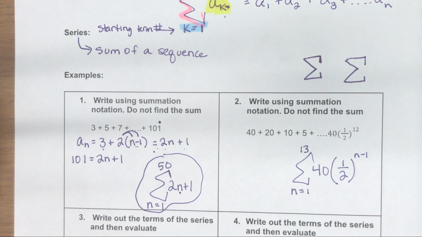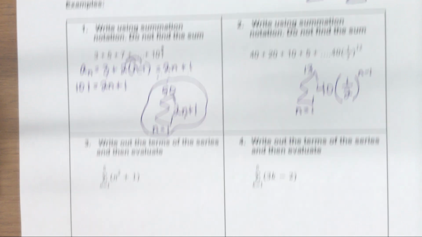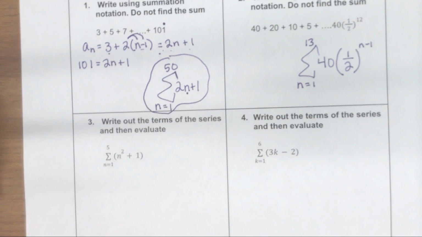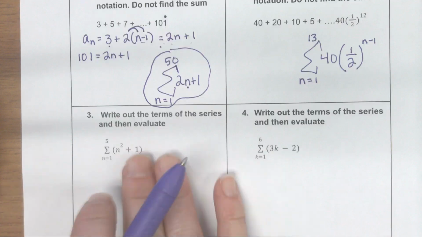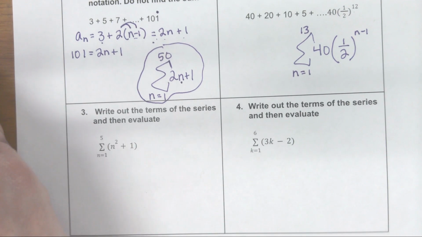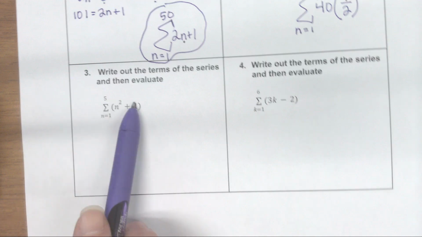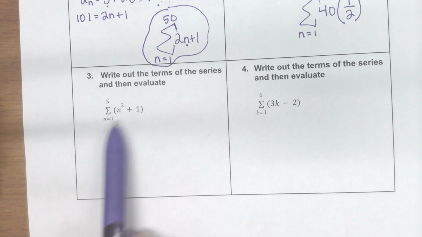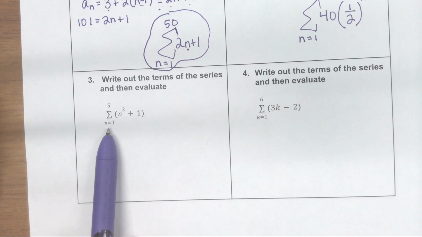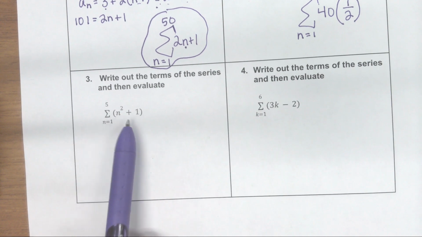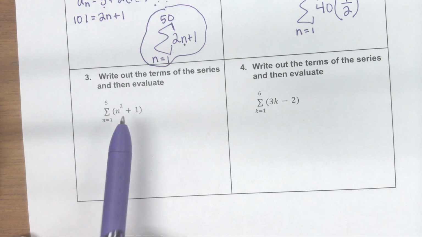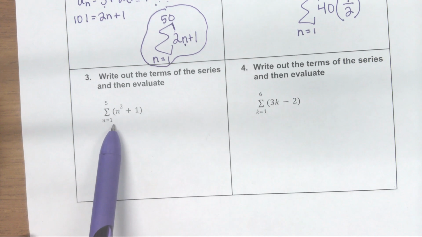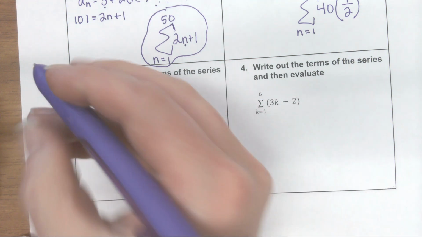All right, so then the last thing we're going to do is we're going to go the other direction. There's several ways we can write out terms. I don't care which one we do. Let's do question 3, okay? So when I give you the actual summation notation, then you are going to use this to write out the terms. And so you start down here, n is 1, and you put in 1. So what's 1 squared plus 1?